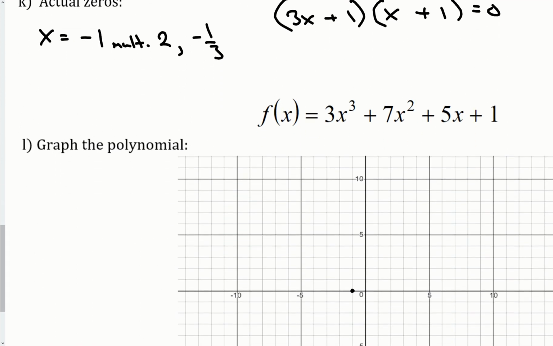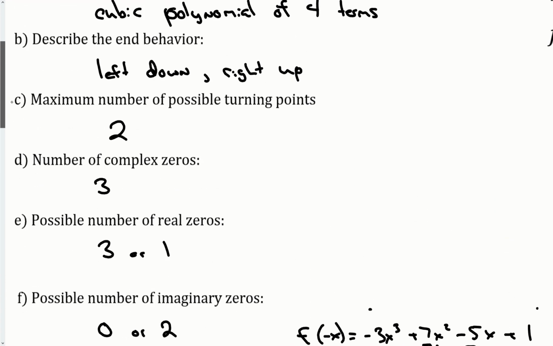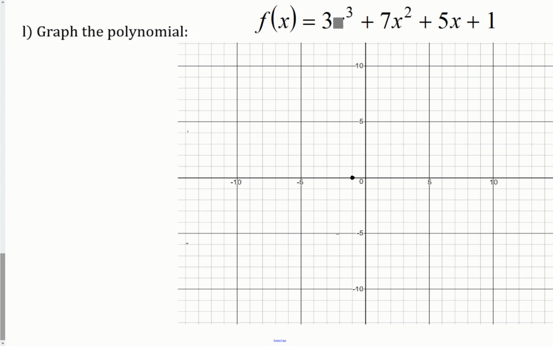Okay. I also know from way up here that the left side goes down, the right side goes up. So I also know that this side goes down, this side goes up when I'm done, okay? And now the next thing to do is make a table with the rest of your answers.